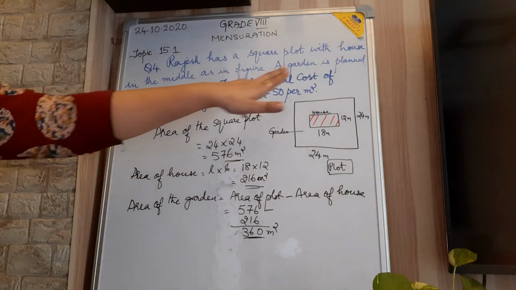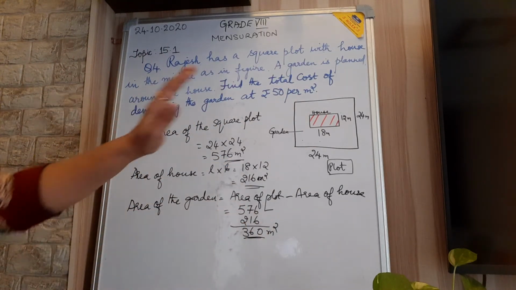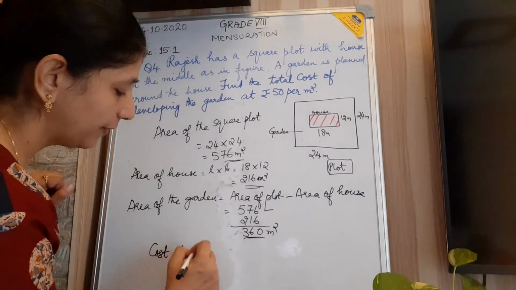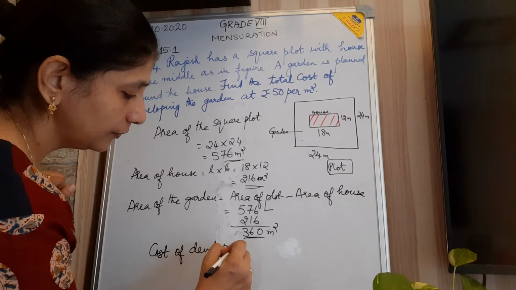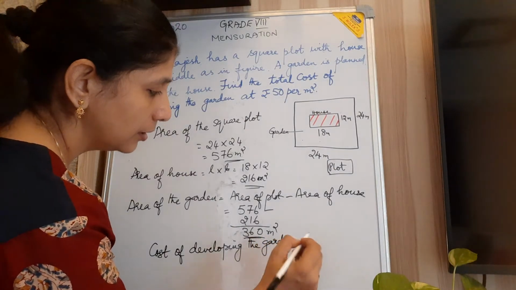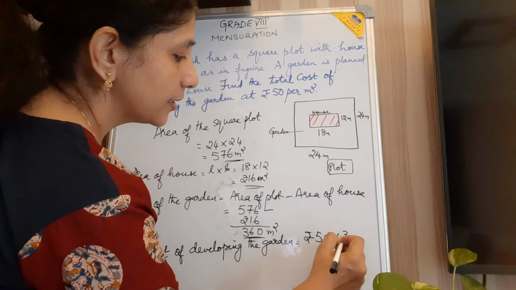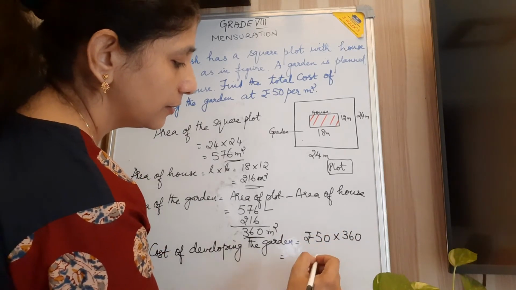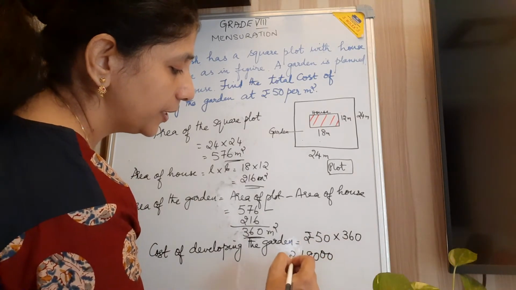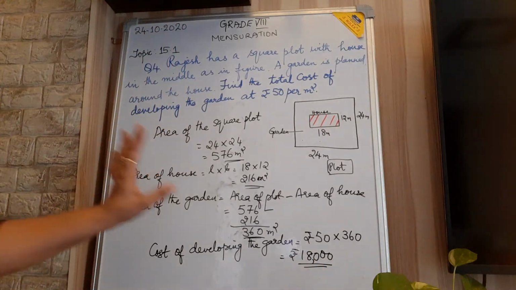Now what is your purpose? You have to find out the total cost of developing this one. This is 360 meters square. So per meter square it is 50. So cost of developing, how much is it? You have to multiply. Cost of developing the garden equals, per meter square it is rupees 50, so rupees 50 into 360. It is 0, 5 6s are 30, balance 3, 5 3s are 15, 18. So rupees 18,000. 18,000 is the cost of developing the whole garden.